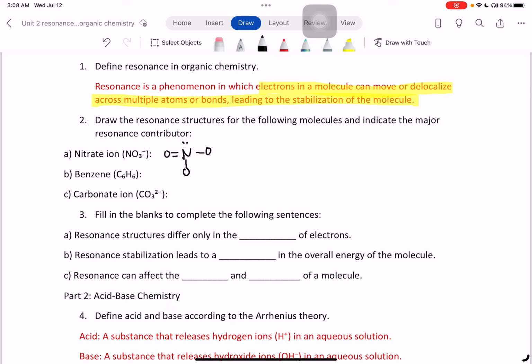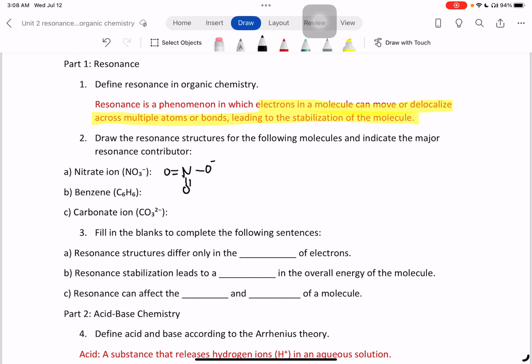That means there's going to be a bond right over here, a bond right over here, and then one of them is going to be a negative, right? Now, this is the charge. However, over here we can draw a hybrid. I can say that the resonance structure of this is this, and that's going to be the negative. I can also say that this is the resonance structure.